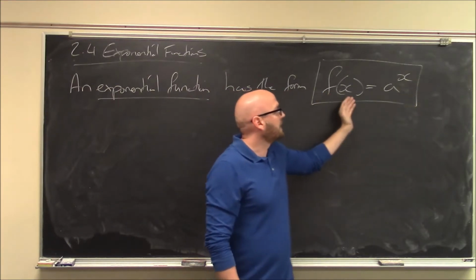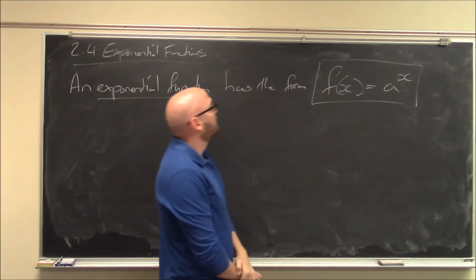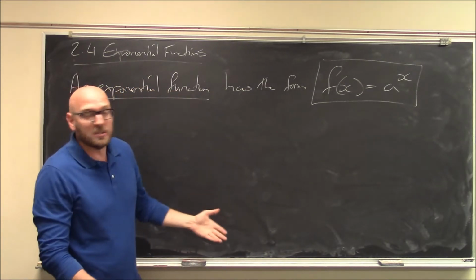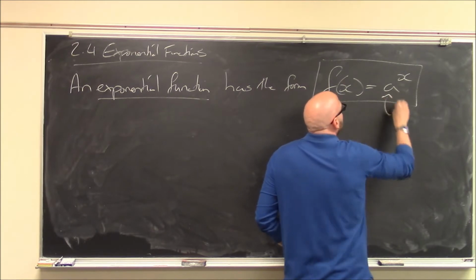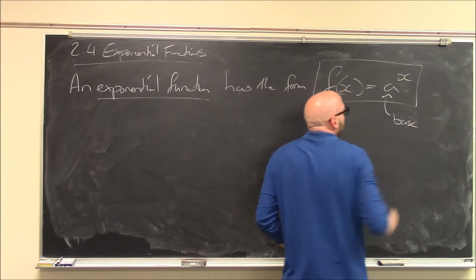So a function f of x is a to the x. And that's what makes it exponential. The x is in the exponent. The variable is in the exponent. What's a? Well, again, a is called the base.